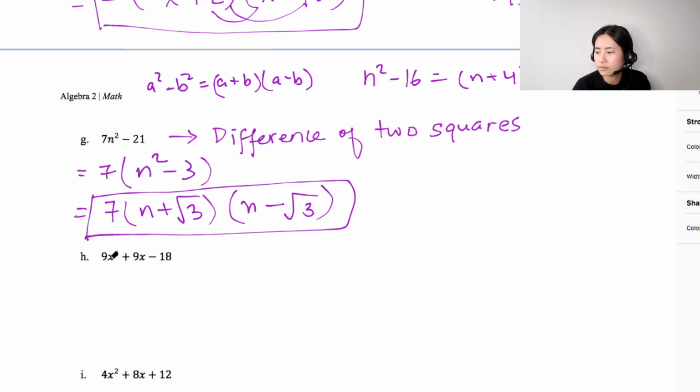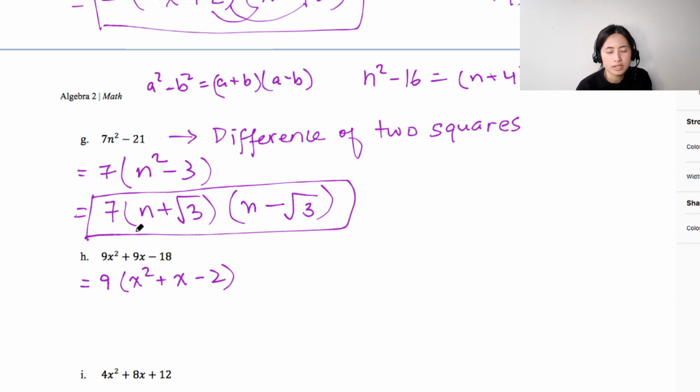Great, so we have 9x squared plus 9x minus 18. So again, because we have a greatest common factor, which is 9, you can just factor that out. So you would be left with x squared plus x, and this is minus 2.